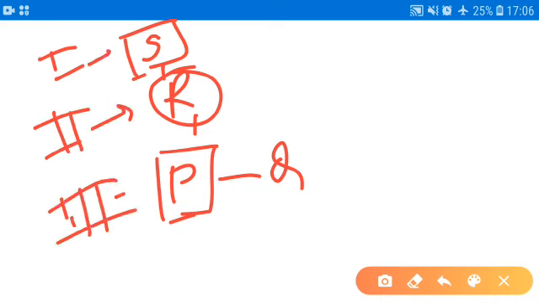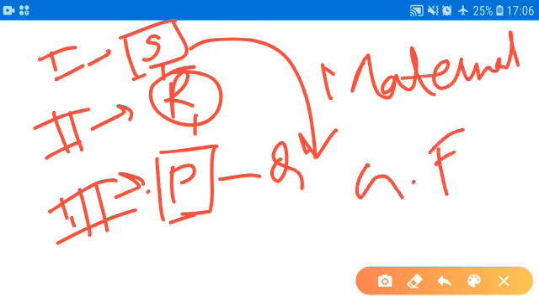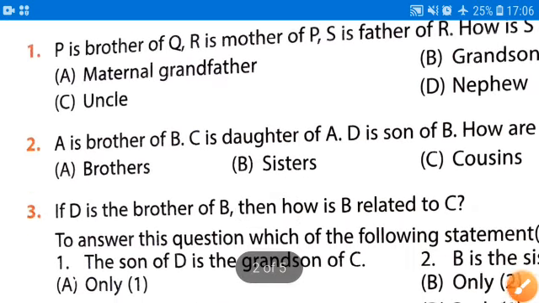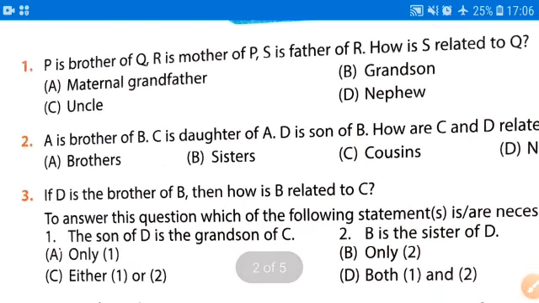Now what is the question? How is S related to Q? So simply, S is the maternal grandfather of Q. So the correct option for question number 1 will be option A.